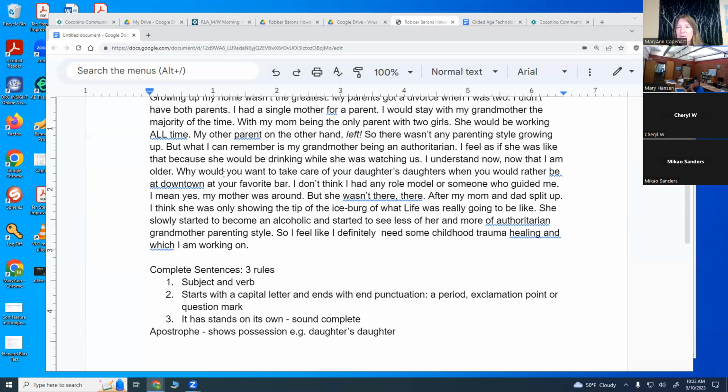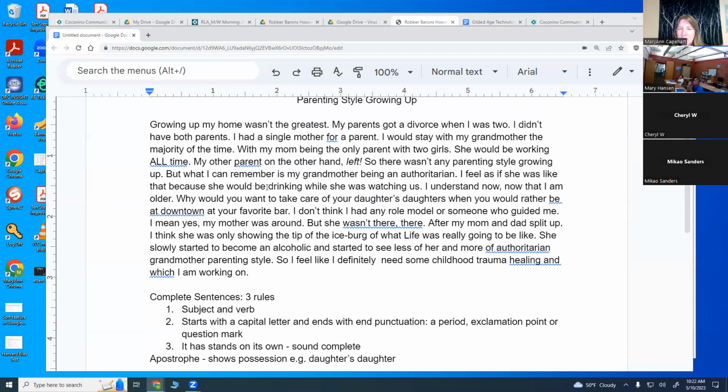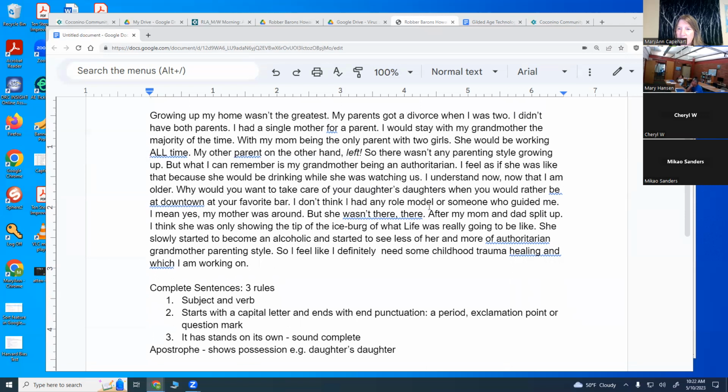Why would you want to take care of your daughters? Are there two daughters? Not sure. Let's just do the one daughter. Oh, two girls, the only parent with two girls. Of your daughter's daughter when you'd rather be downtown at your favorite bar. So we don't need the ad.